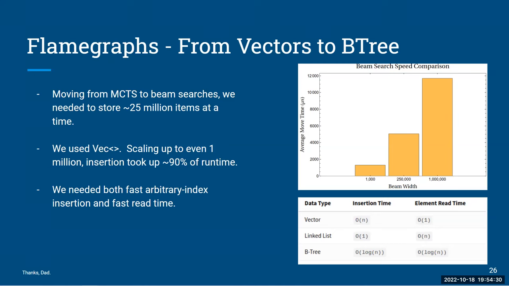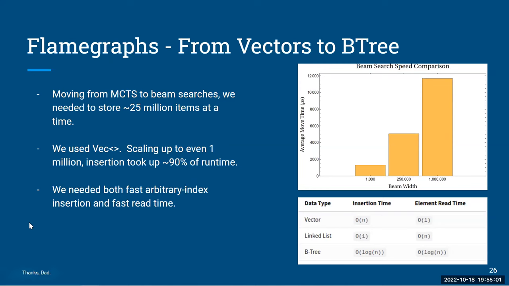And so I talked to Dad, and Dad suggested a B-tree. And fortunately, Rust had a built-in B-tree implementation. We didn't have to write one of our own. B-trees have logarithmic insert times and logarithmic read times. And at this point, looking at this graph, we were willing to accept basically any constant on top of those logarithms. So we implemented B-trees, and it went from about 90% of runtime to less than 1% instantly. And that problem was solved entirely.